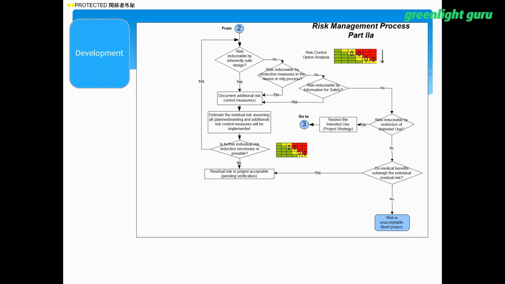If we can't do that, if we feel that we've got the most elegant design that we can come up with, and at this point in time we cannot reduce it by safe design, then you have to ask the question, can we reduce it by protective measures in the device or in the manufacturing process? Can I add something over a switch to make sure that you have to do an overt act of commission before I actually flip that switch? Or is there another guard that I can put on there? If the answer to that is yes, then document that as an additional risk control measure.